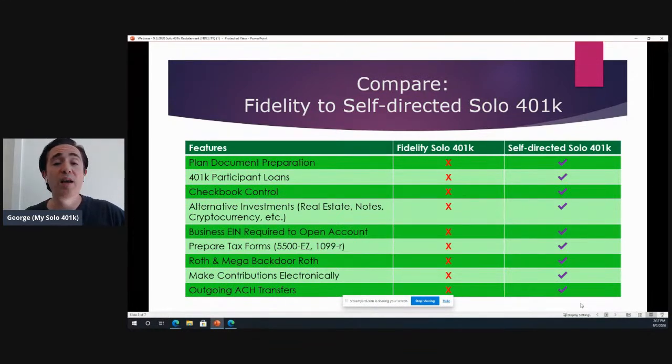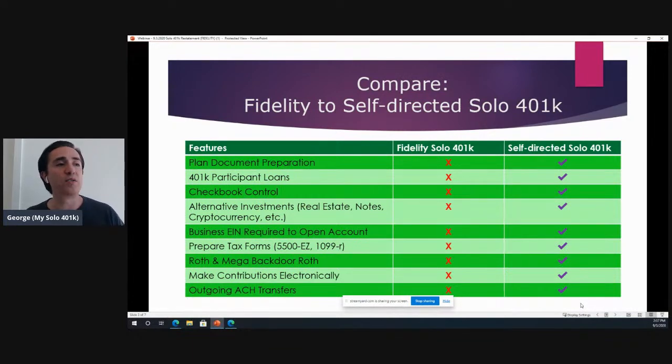So with Fidelity's plan, again, the plan doesn't allow for it, and our plan does. The next one, making contributions electronically. There's a lot of folks that complain about Fidelity's plan that you can't make your contributions electronically. You've got to write a check, right? Whereas with our plan, we'll get you set up with an account where, yes, you can be sending money electronically, like via ACH or wire to the account.